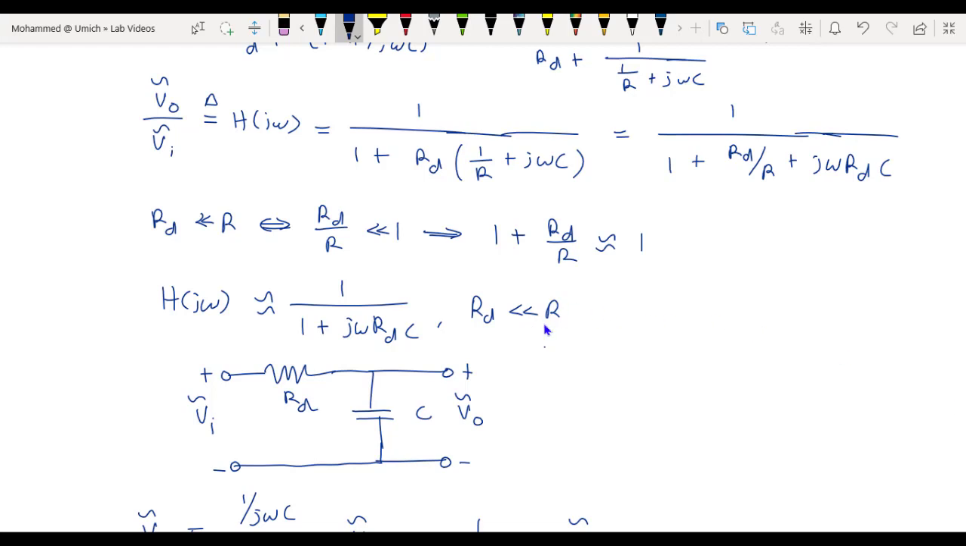And it turns out that this assumption that R_D is much less than R is actually a pretty good assumption. For instance, when you build the envelope detector circuit in the lab, you will use a resistance R equals 1 megaohm. The forward bias resistance R_D of a diode is generally on the order of around 100 ohms. So the ratio of R_D over R is 10 to the minus 4, which means that R_D is 4 orders of magnitude less than R. So definitely the assumption R_D is much less than R is a valid assumption in this case.